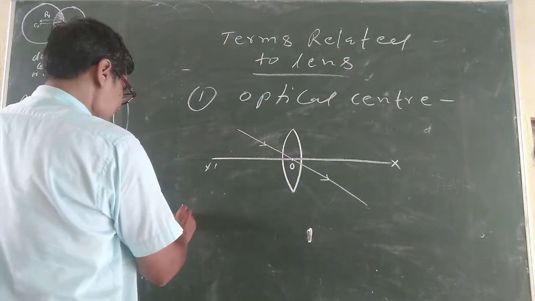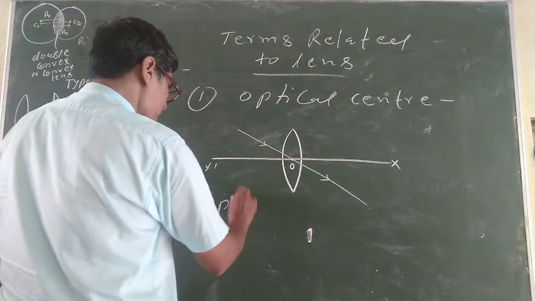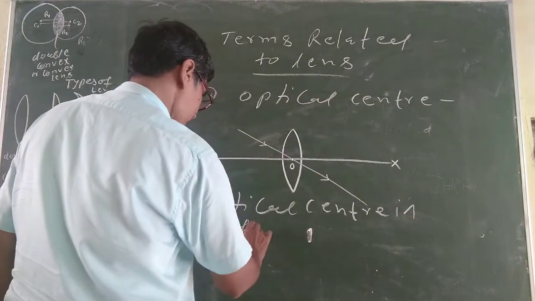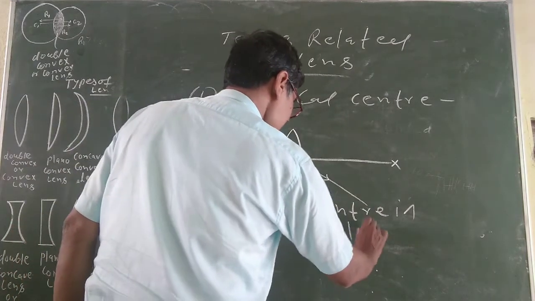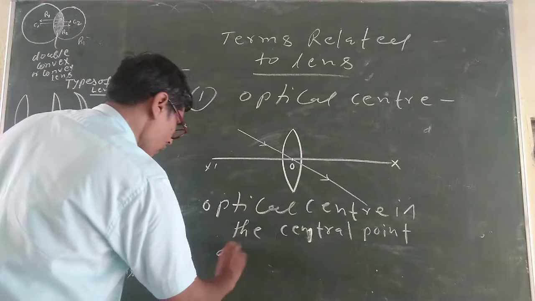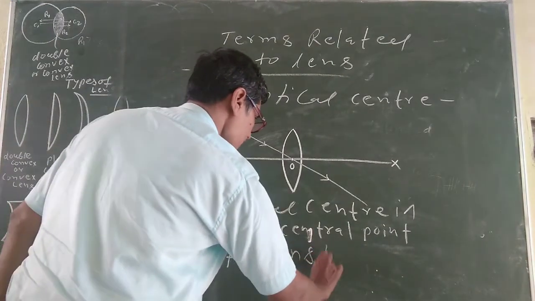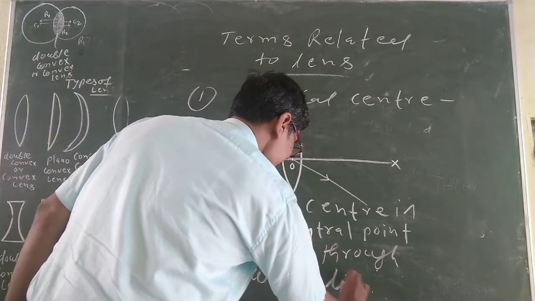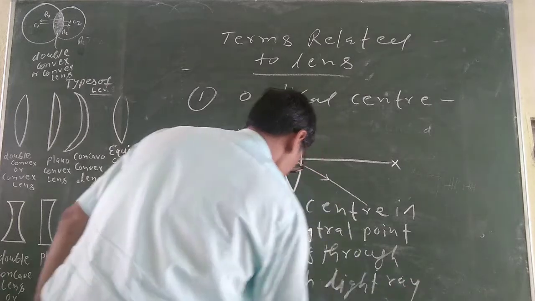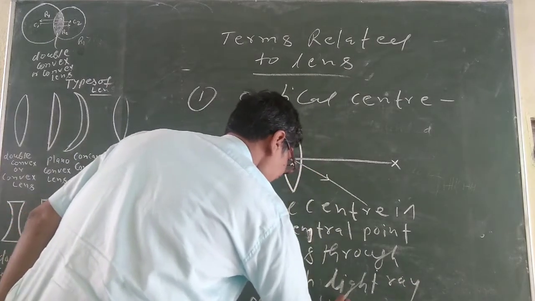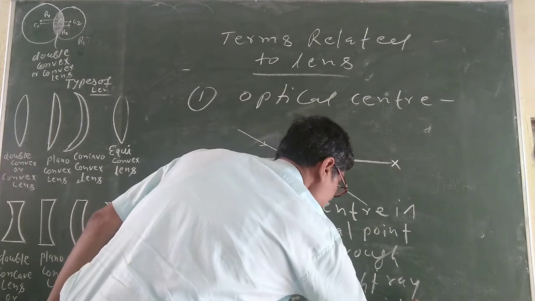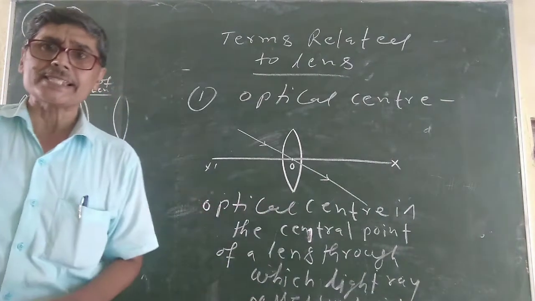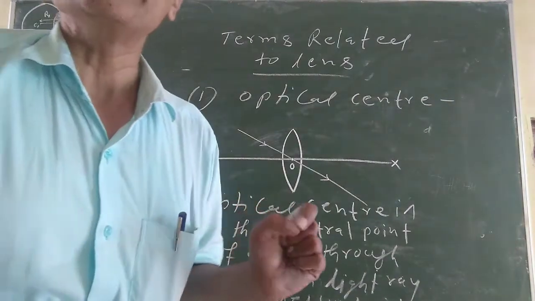You can define the optical center as the central point of a lens through which a light ray passes undeviated. So the optical center is the central point of a lens through which a light ray passes undeviated.